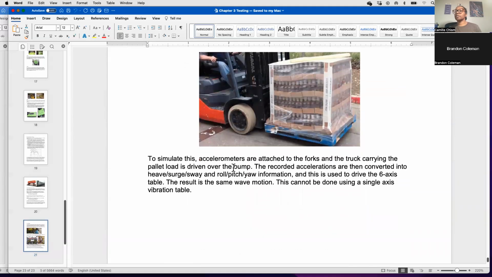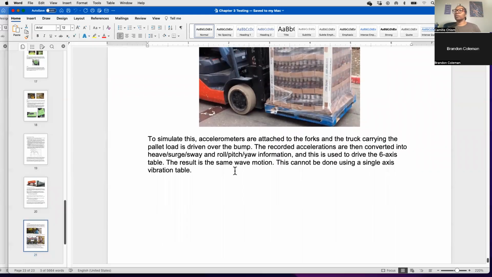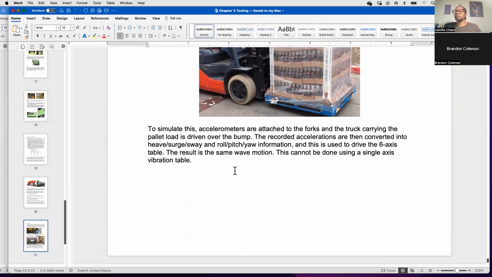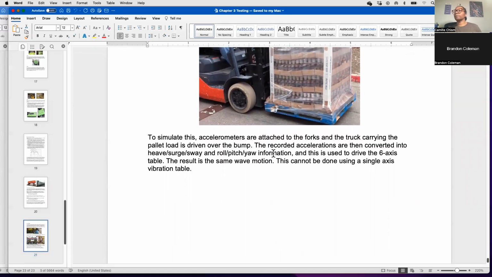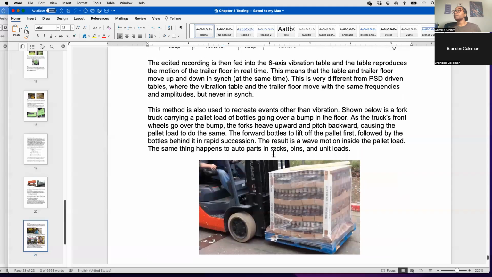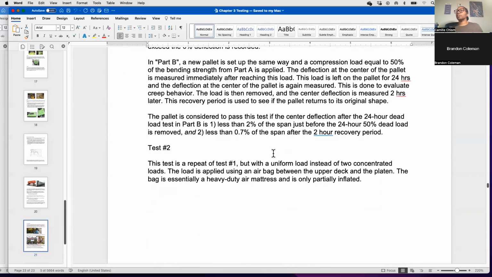So this is where accelerometers get used again, to see what that shock event looks like, and what direction it is moving. Are you looking at heave, surge, sway, or is it going to be more like rolling, pitching, and yawing? And they use that to input into the table for the 6-axis vibration. And that's where you get, like for this one, a wave motion. So that covers really chapter 3.